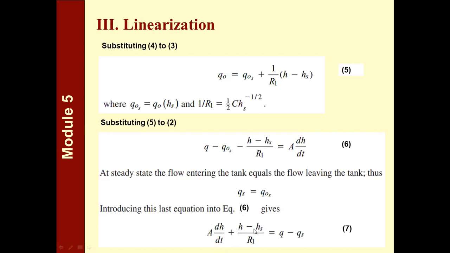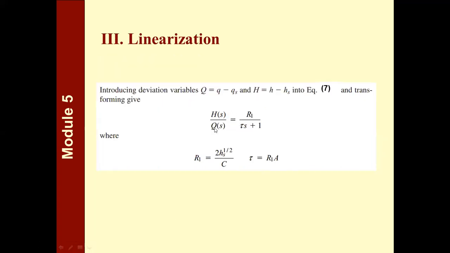This could be represented by a deviation variable. This could be represented by another deviation variable. This could be replaced by capital H. So you have now this one. Okay, the transfer function of your liquid level system in which there is no linear relationship, in this case, between level and volumetric flow rate through the linear resistance.